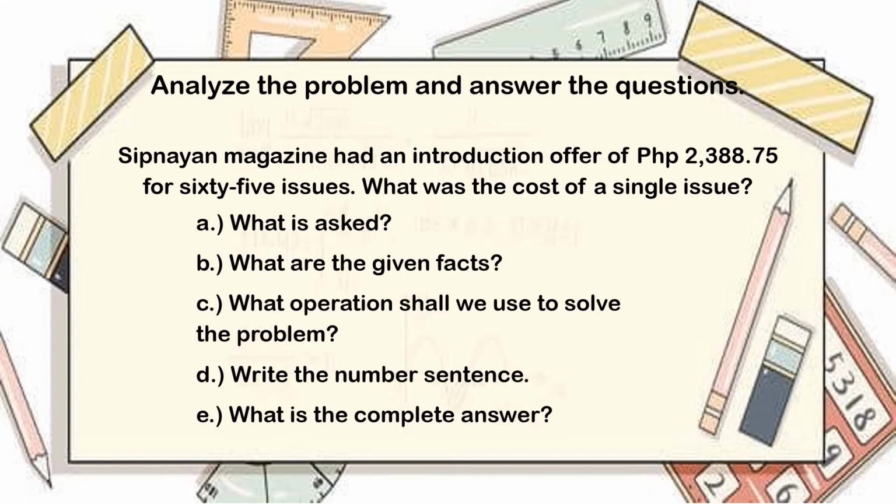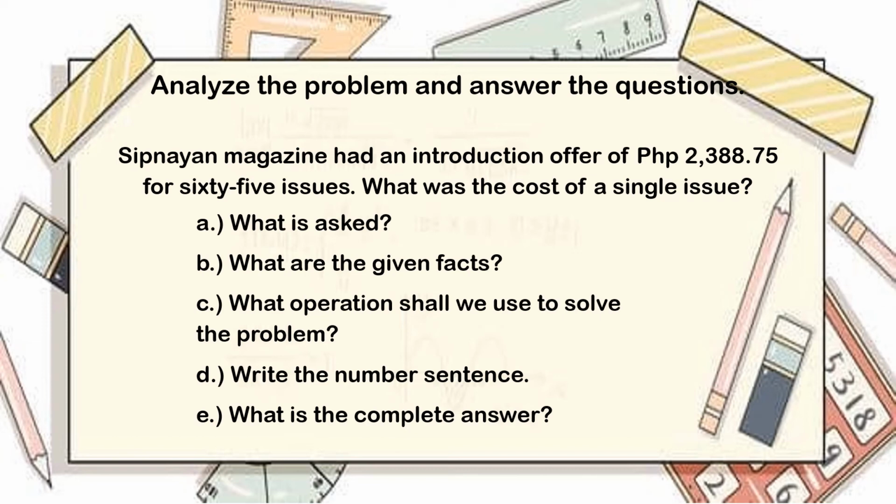Can we have another problem? Again, analyze the problem and answer the questions. Read the problem and then analyze while you are reading the problem. Sipnayan magazine had an introduction offer of 2,388 pesos and 75 centavos for 65 issues. What was the cost of a single issue?